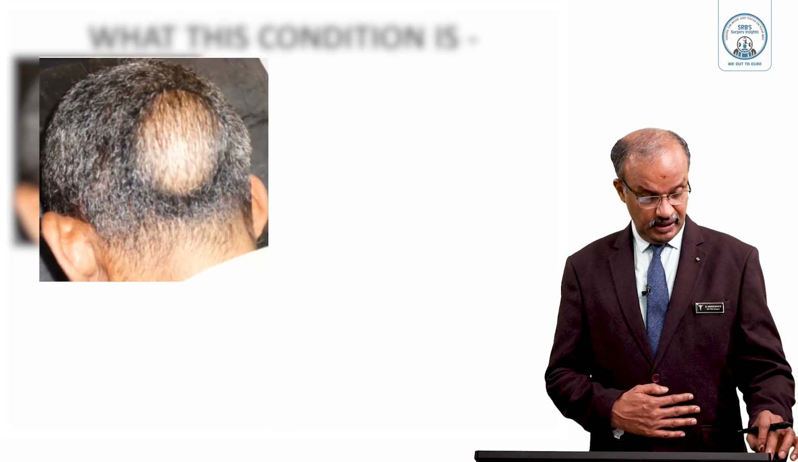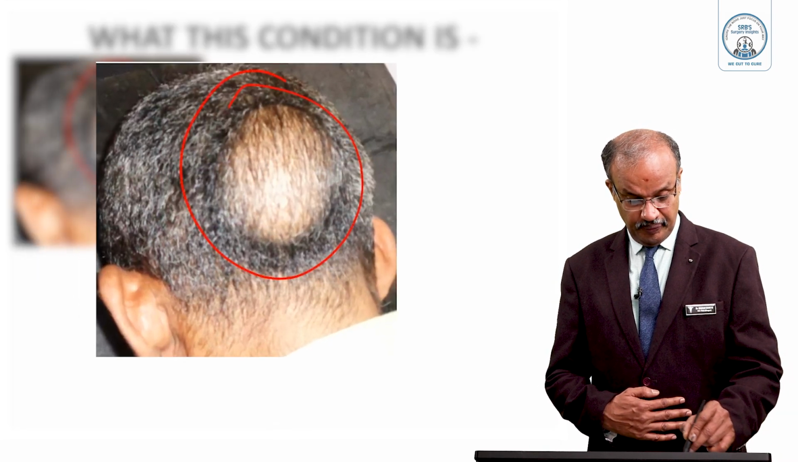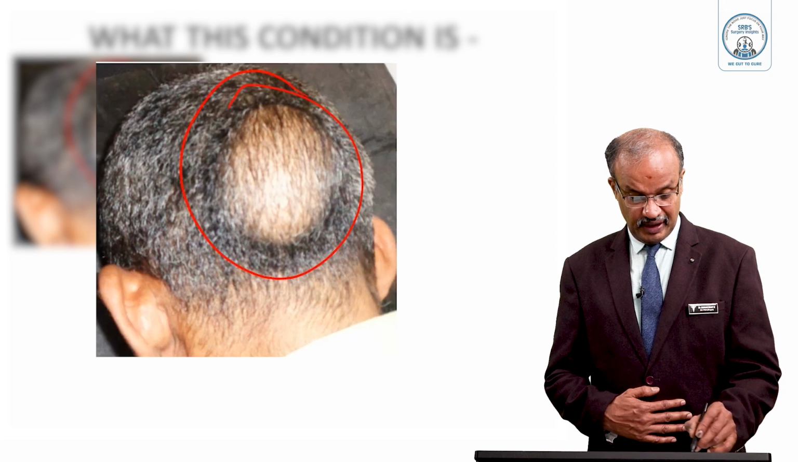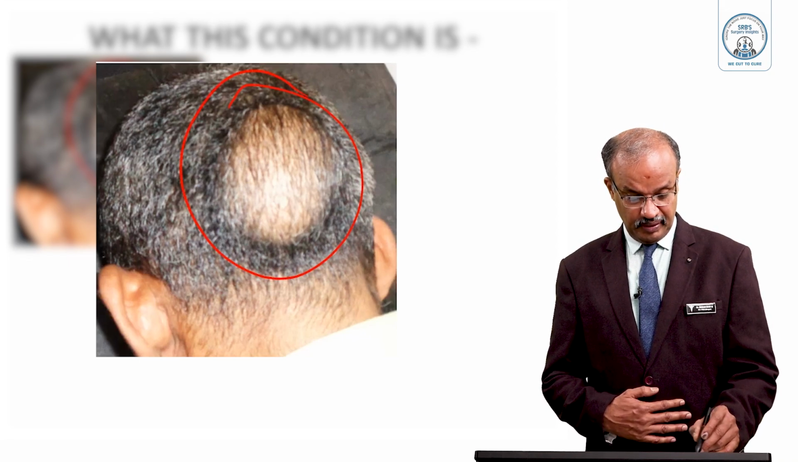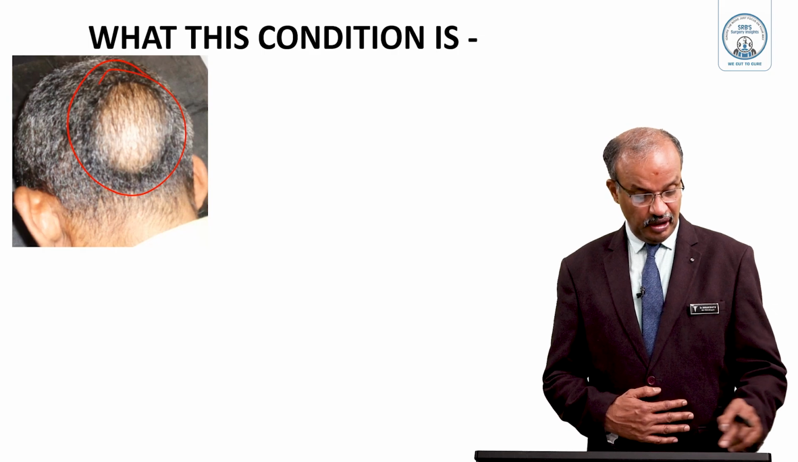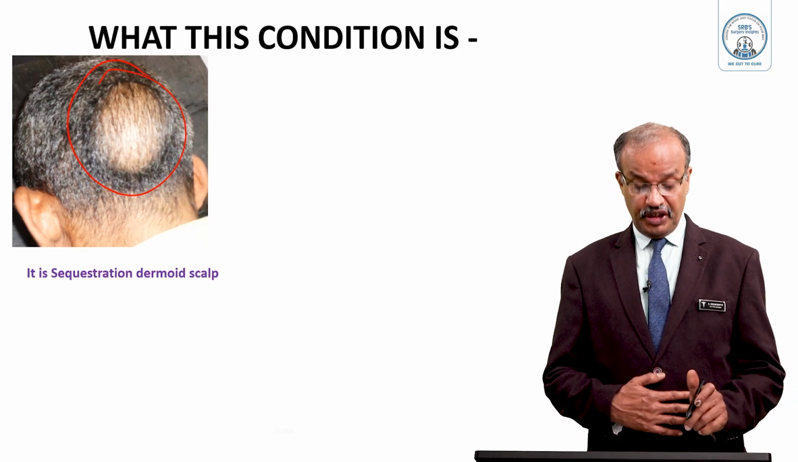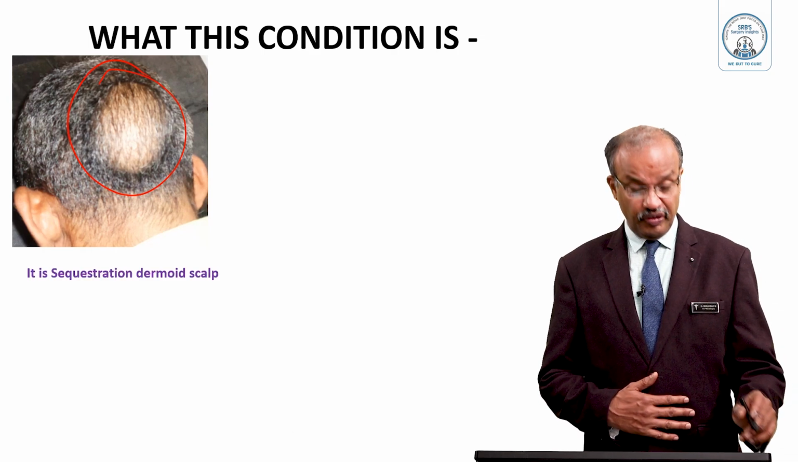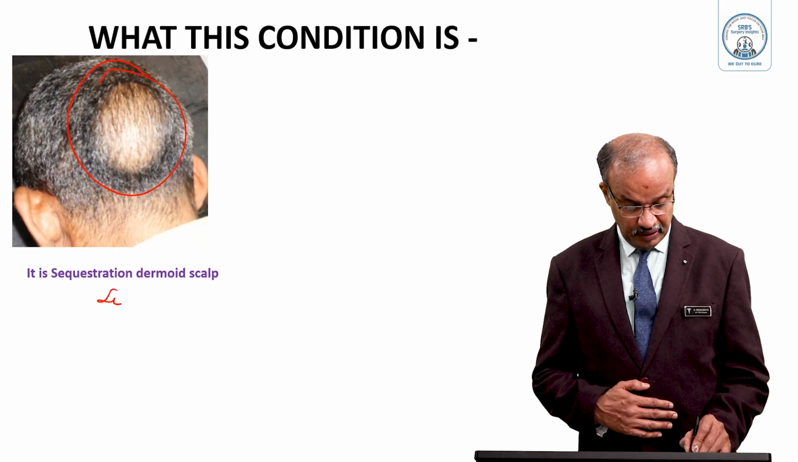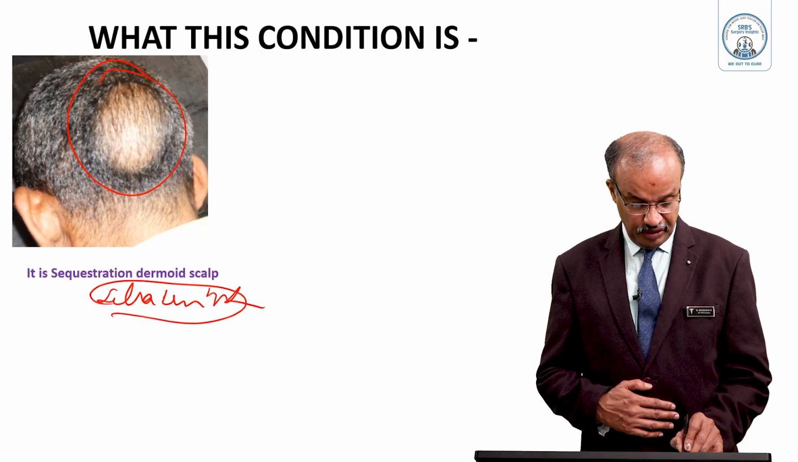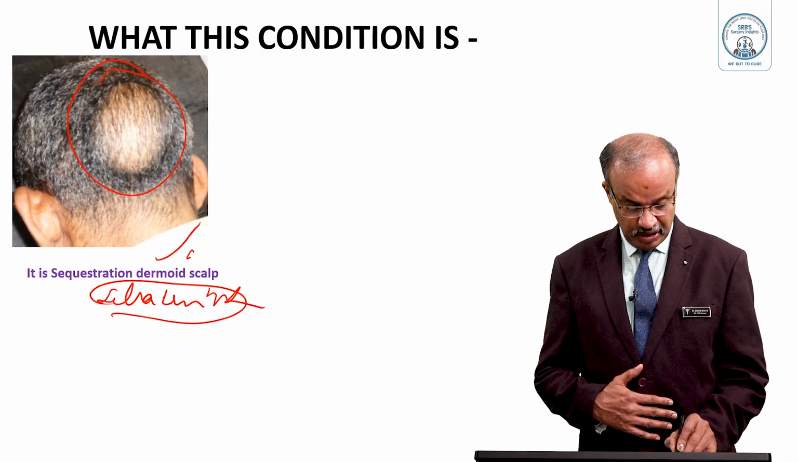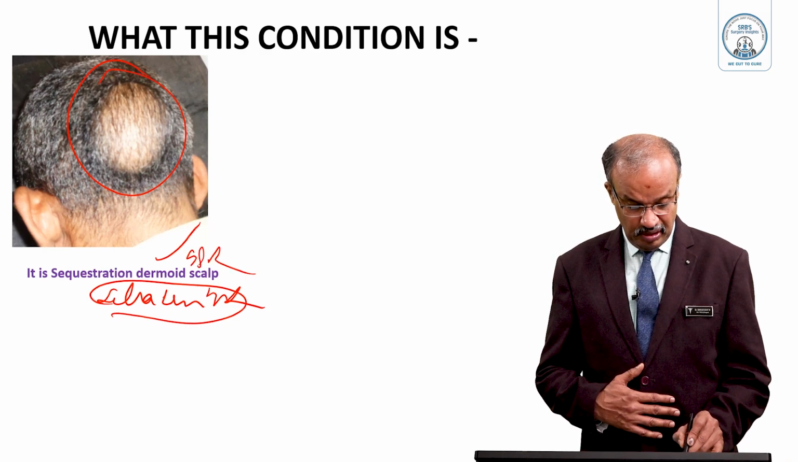See that in the scalp there is a swelling, very well localized swelling, but hairs are there, in the occipital region. So it is a sequestration dermoid cyst. The differential diagnosis is sebaceous cyst. So same thing can happen as a sebaceous cyst. So either sequestration dermoid cyst in the scalp or sebaceous cyst.